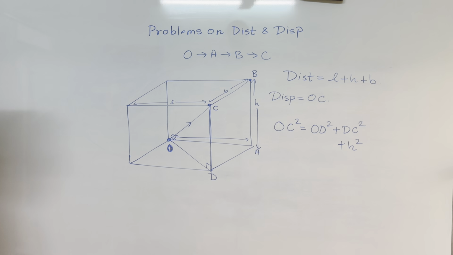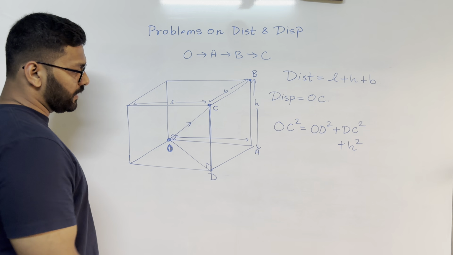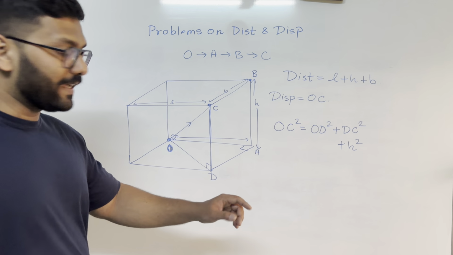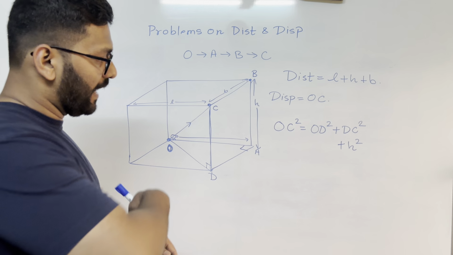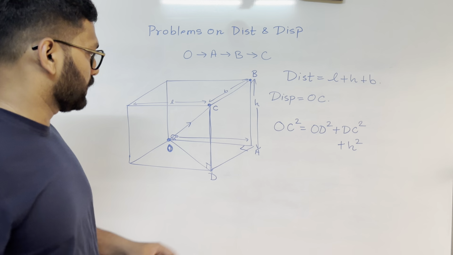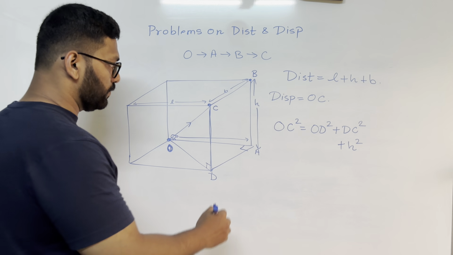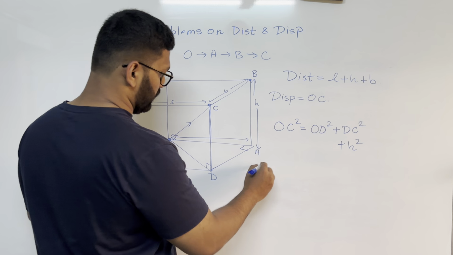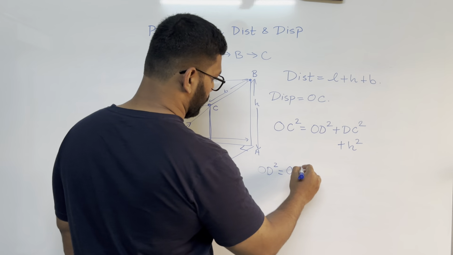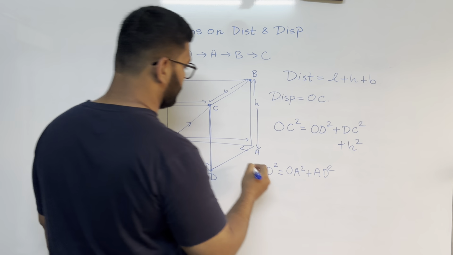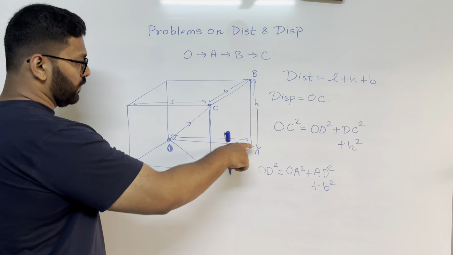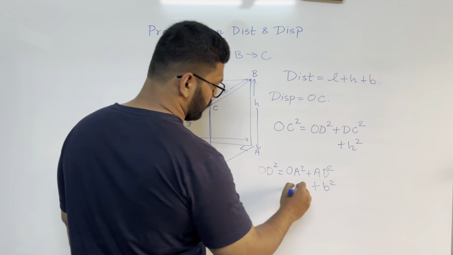But if you look here, OD is nothing but the hypotenuse of this triangle OAD, because this is also 90 degrees. It doesn't look like 90 degrees, but it is three dimensional. You can imagine it like the corner of a room. This is a room and this is a corner, so this is 90 degrees. So OD square is equal to OA square plus AD square. But AD is nothing but the breadth of this room, so AD square is B square. And OA is nothing but the length of the room, so OA square is L square.